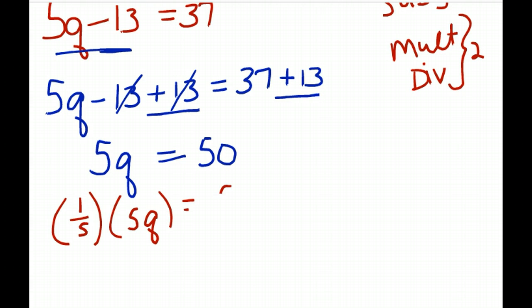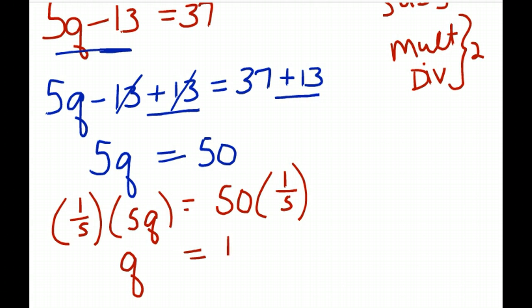So you do both of them. That's why it's called multi-step. We're going to do both of those. 1/5 times 5 is q. 50 times 1 over 5 is 10.